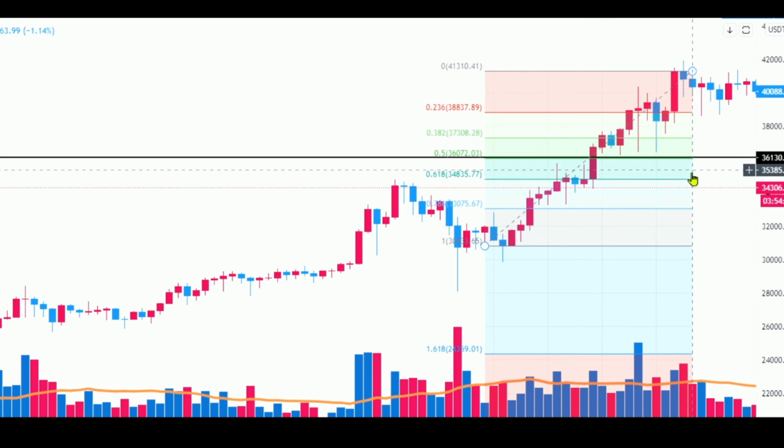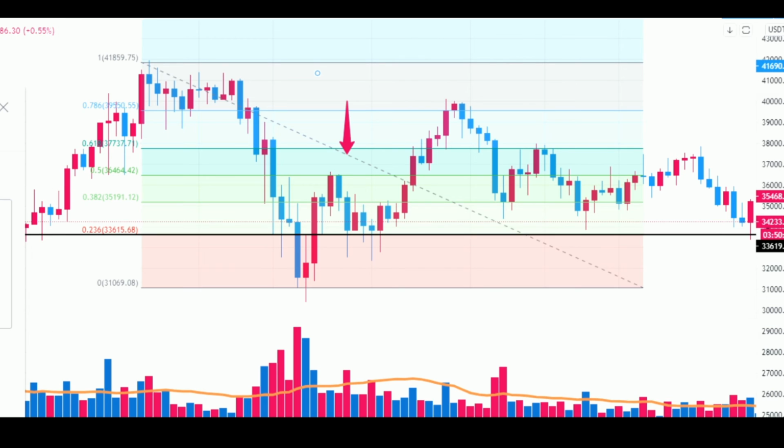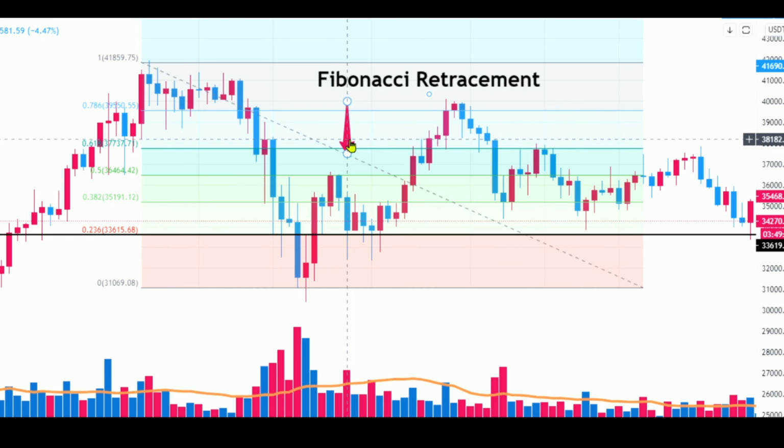A number divided by another 3 places higher approximates 0.2360. 13 divided by 55 equals 0.2364. 21 divided by 89 equals 0.2359. 34 divided by 144 equals 0.2361. 55 divided by 233 equals 0.2361, and so on. The approximation approaches 0.2360 as the numbers increase. This is the basis for the 23.6% retracement.